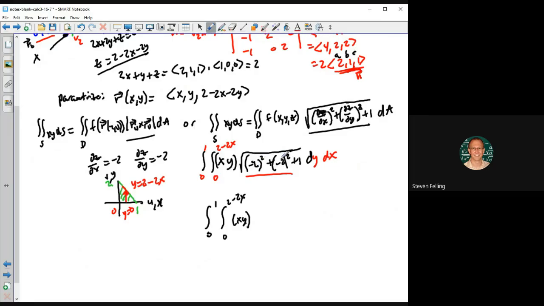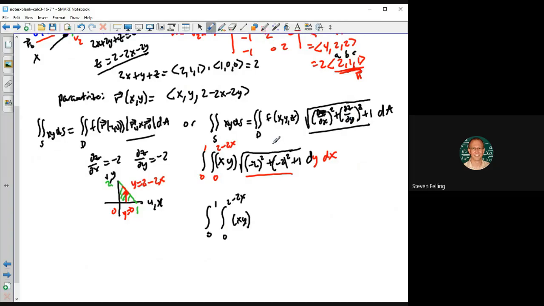4 plus 4, which is 8, plus 1 is 9. The square root of 9 is just, is that right? Wait a second. 2 squared, yeah, is, oh, sorry, I made a mistake here. This is dy dx. No, that's right. That's right.